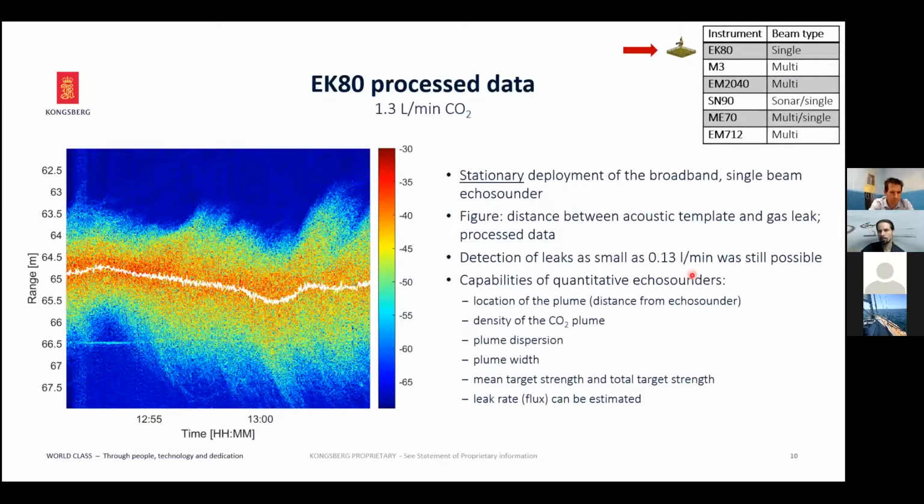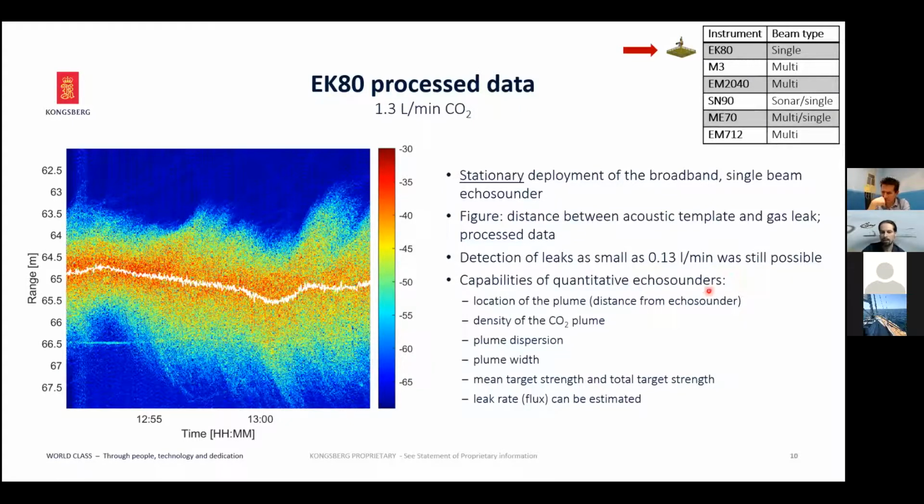Here we see data from the EK80, the quantitative single beam device. This is data from a 1.3 liter per minute CO2 gas release. It's the stationarily deployed EK80 on the lander pointing towards the plume. And we see that over time, the distance between the transducers and the beam varied due to currents, based on the fluctuations of the plume within the water column. It is also extremely sensitive, so gas releases down to 0.13 liters per minute could be detected.